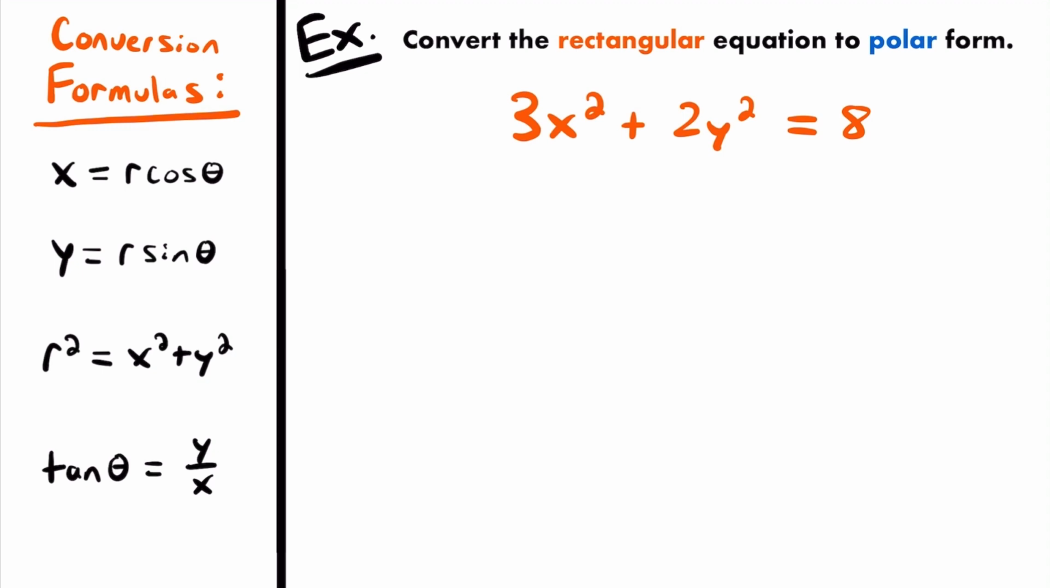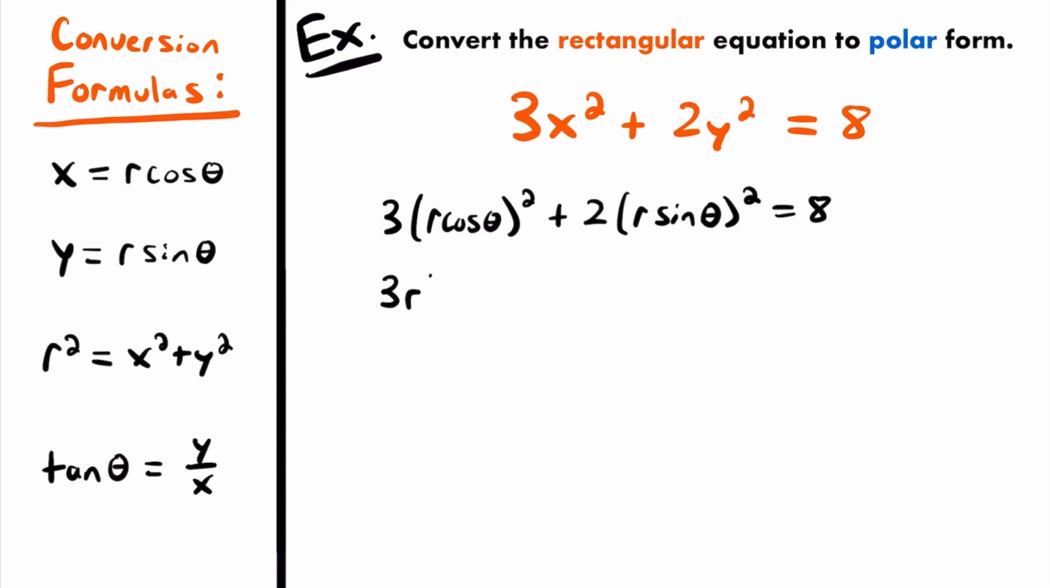So what we actually have to do in this case is replace x and y with what they are equal to with r cosine theta and r sine theta. So if we do that, we will have 3 times r cosine theta squared plus 2 times r sine theta squared is equal to 8. And now what we want to do is square each of these quantities. We'll square r and square cosine and square this r and square sine. So we'll have 3 times r squared times cosine squared theta plus 2 times r squared times sine squared theta, and that's equal to 8.